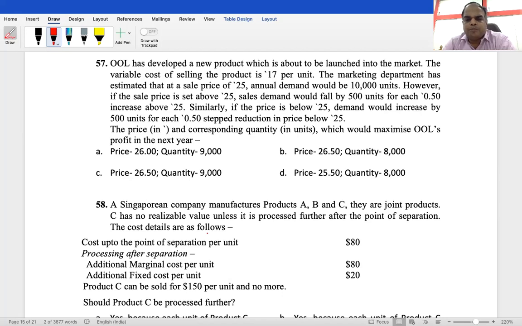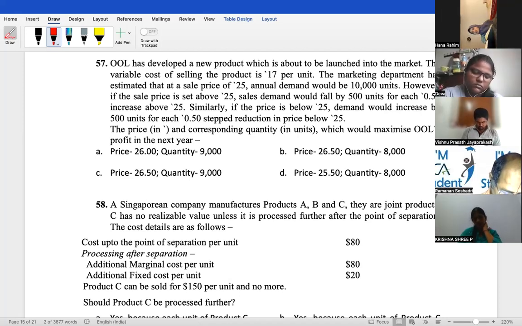Okay. Now, currently, how much is the selling price? 25. Okay, note it down. Selling price 25. Sales quantity currently 10,000. Am I right? Are you with me? Yes, sir. Variable cost 17. Am I right? The next column, selling price column 25.5.